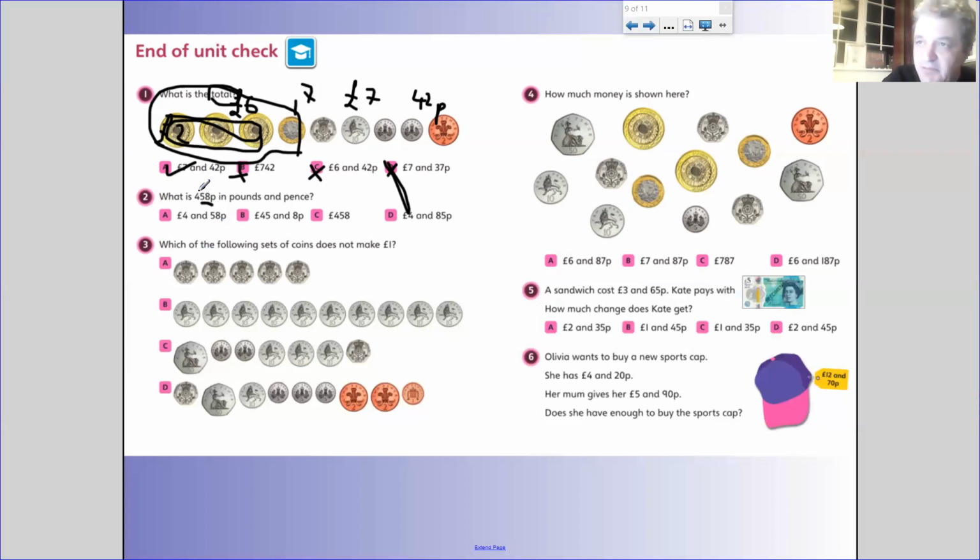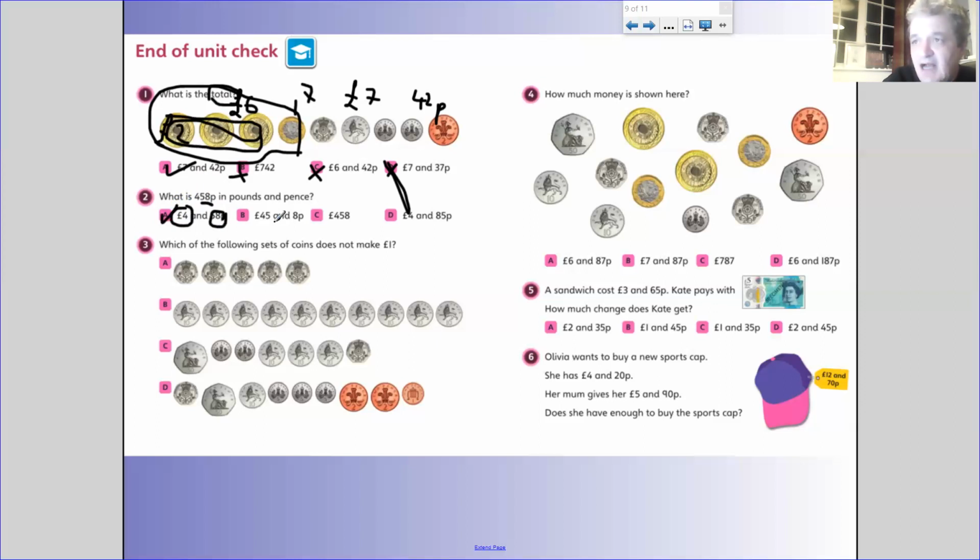This 4 is in a place value of 100. So that 400 would equal £4 and 58p. So we can write £4 and 58p as 458 pence. So I know that A is correct.